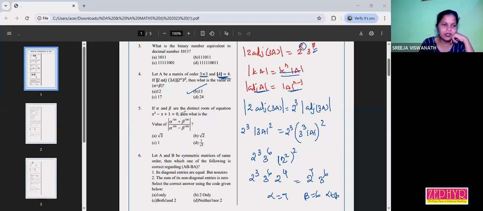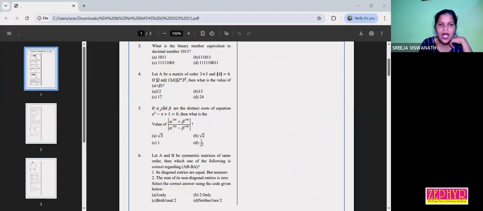That also you can answer. If alpha and beta are the distinct roots of the equation x square minus x plus 1 equal to 0. This is also already I discussed. What are the roots of this given equation? x square minus x plus 1.